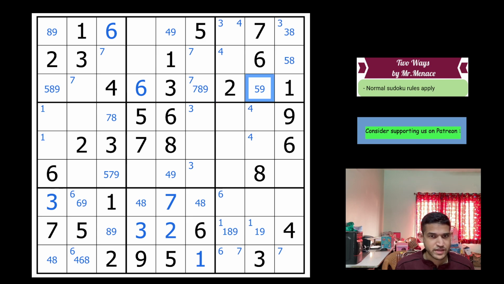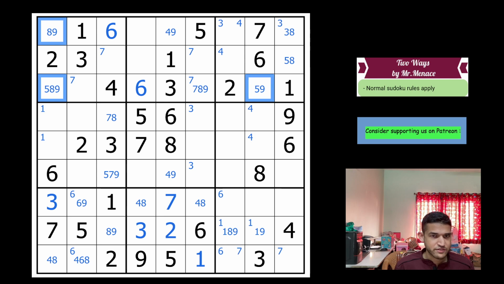Okay, I have a 5, 9 here, 5, 8 here, and a 5, 8, 9 here. So I almost had a Y-wing there. Oh wait, I have an XYZ-wing. Look at these three cells. You have 5 9, you have 5 8 9, and you have 8 9. So this is an XYZ-wing.